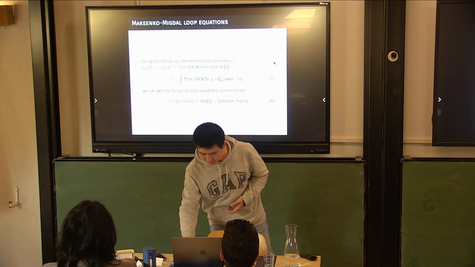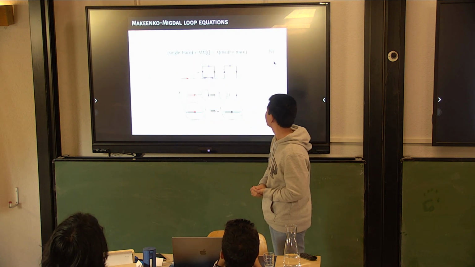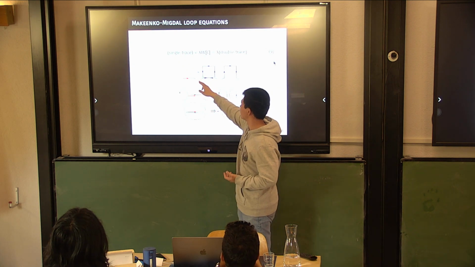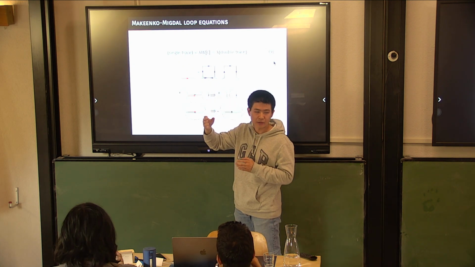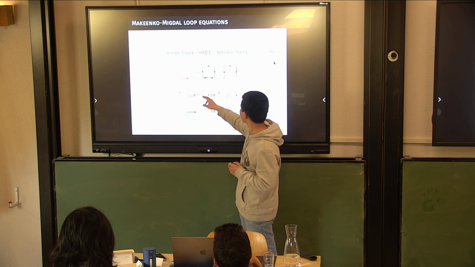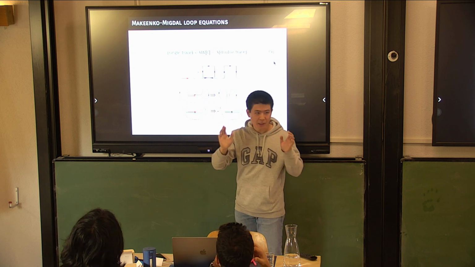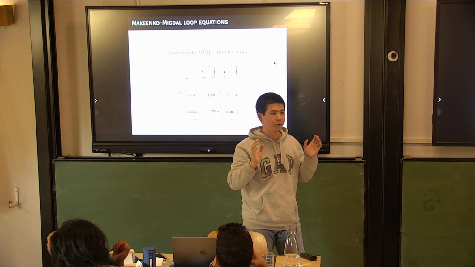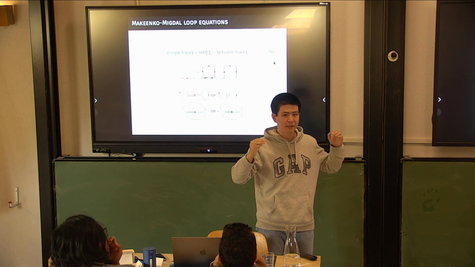Let's use some pictures to illustrate. This is a single trace variation: we are adding some plaquette to the original Wilson loop. The double trace, how it factorizes to a double trace, only appears if your original Wilson loop has some overlapping links.